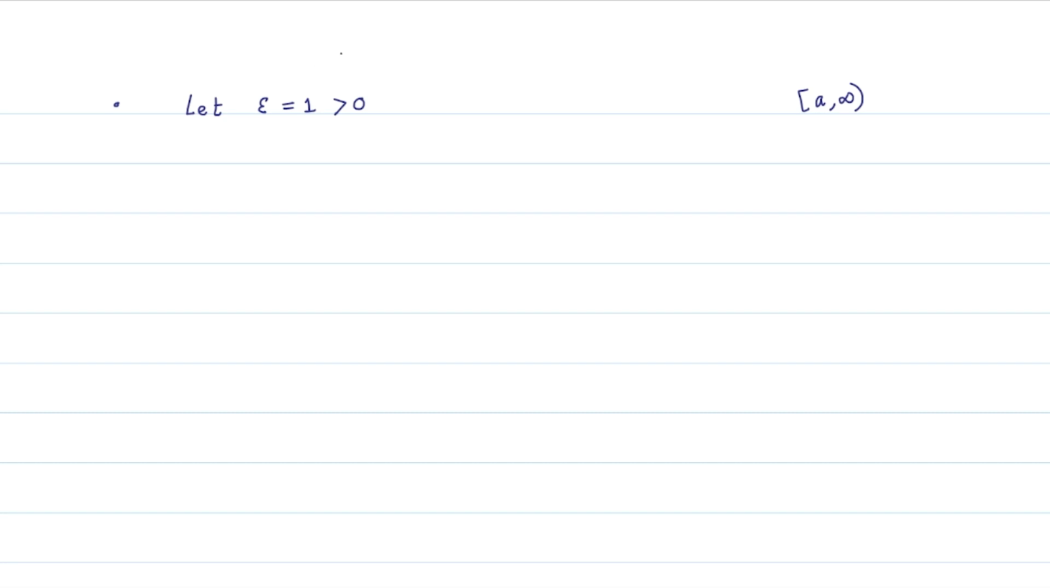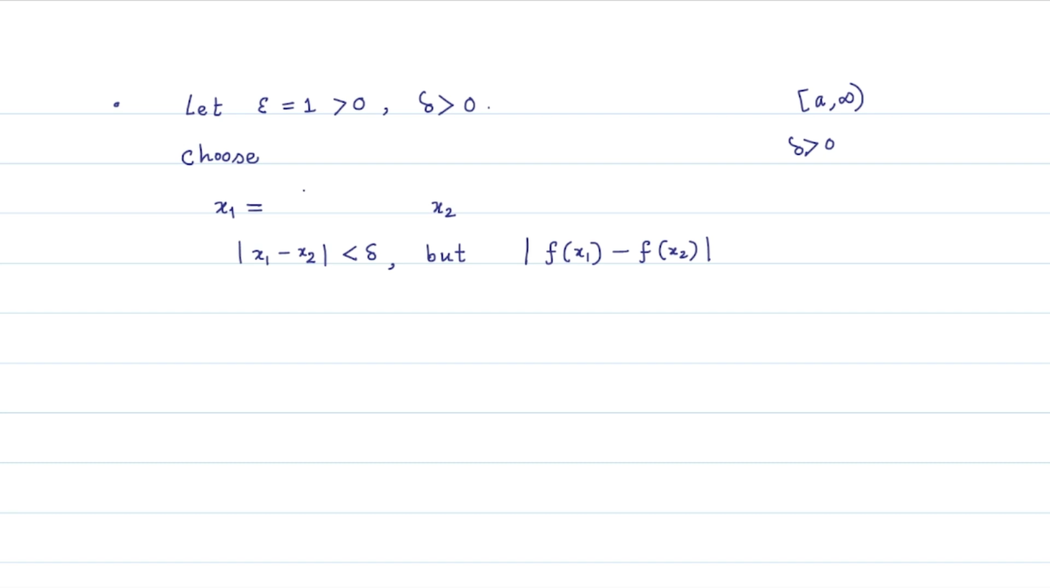We will specifically show then that for any delta greater than 0, we have 2 points x1 and x2 for which the distance between x1 and x2 is less than delta, but the distance between the function values f(x1) and f(x2) is bigger than epsilon. So we let epsilon be this quantity and take any delta greater than 0. Now we choose x1 to be, say, a plus 1 upon delta, and take x2 to be the point x1 plus delta by 2.